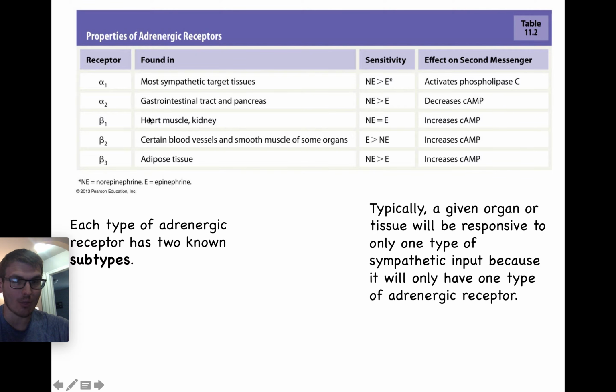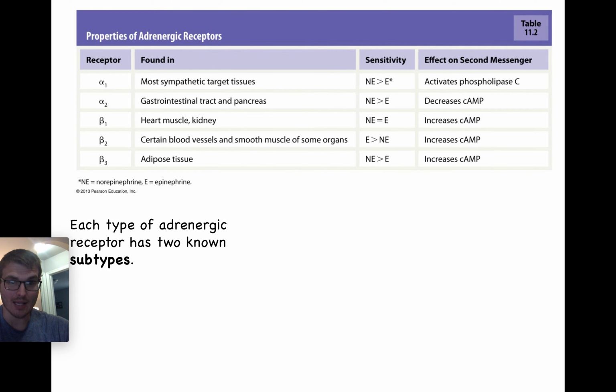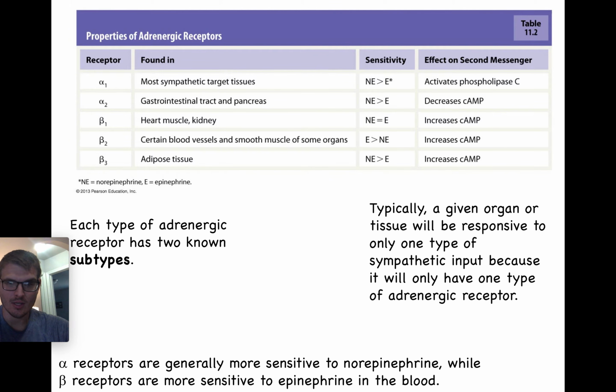And you can see here generally where certain subtypes are found. So when we talk about the heart, we're generally talking about beta 1. When you're talking about the blood vessels, like we were in this previous example here, you're talking about beta 2. So in terms of sensitivity here, you can see that generally speaking, but not always, certain types of adrenergic receptors either prefer norepinephrine or epinephrine, but usually not an equal affinity for both. The beta-1 receptors do kind of have an equal affinity, but generally speaking, either norepinephrine or epinephrine will be better suited to activate a receptor than the other.